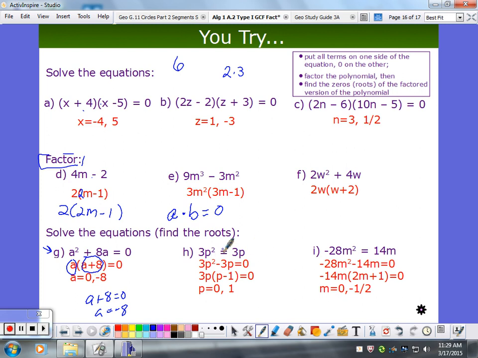Okay, how about this one? Did you remember to subtract this over? Right? Then I saw I had a common factor of 3p. I divided both those things to get p minus 1. So this is a whole thing just to get here. Now, what do I do now? This times this is 0. Well, the 3 really has nothing to do with it, because that's 3. It's not 0. But when does p equal 0? When does p minus 1 equal 0?